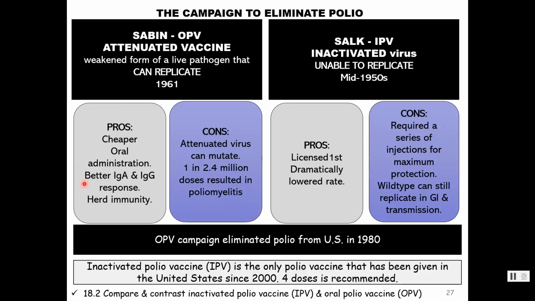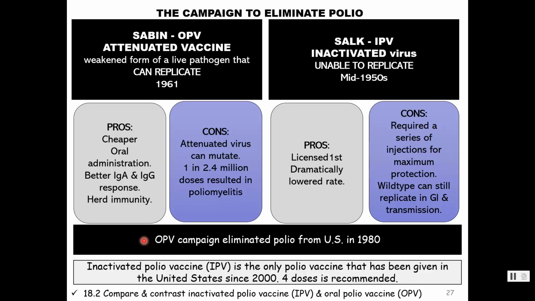And so that means if someone was exposed to it, they would not be infectious like over here. And so this was better for giving herd immunity. The cons of it, since it was an attenuated virus, is that it could mutate. And about 1 in 2.4 million doses resulted in poliomyelitis, so the disease where it infects the nervous system. So through that oral polio vaccine, that's actually what was used to eliminate polio from the United States in 1980.